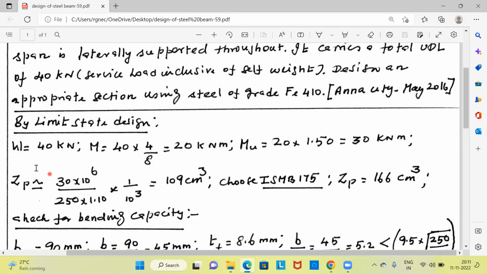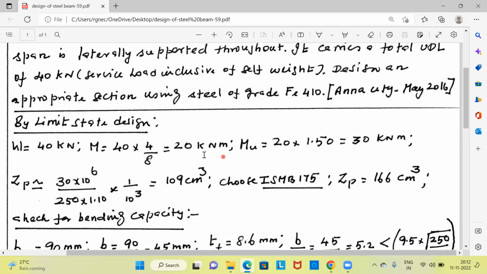Now we will first calculate the bending moment. Now total load is 40 kilonewton. That means bending moment is equal to WL by 8, 40 into 4 by 8, 20 kilonewton meter. Here this 40 kilonewton includes self weight also. If self weight is not included, we have to add another 1 kilonewton to 5 kilonewton depending upon the span of the girder or magnitude of the loads applied on the beam. Here self weight need not be added. It is already included. It is floor beam joist. That has been mentioned.